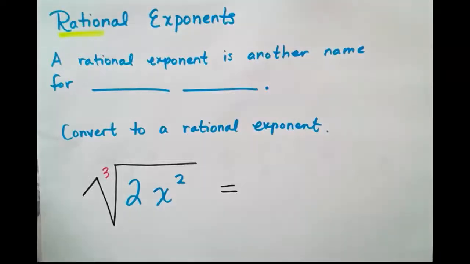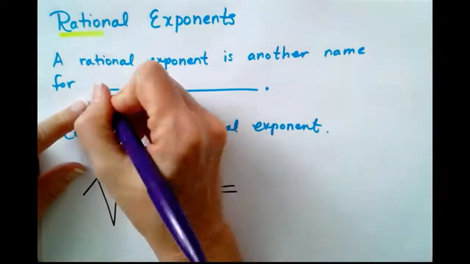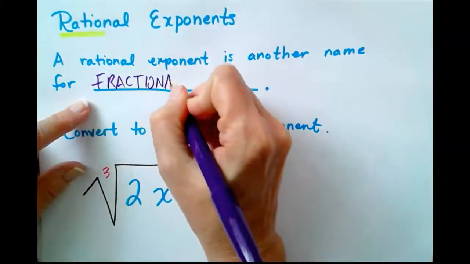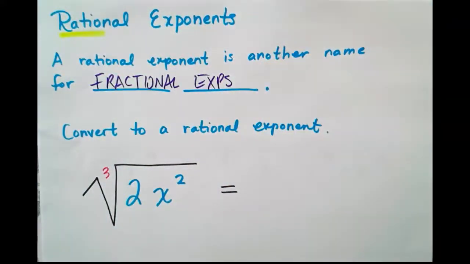Rational exponents. A rational exponent is another name for fractional exponents. And we'll use those a good bit this year because they're easier to work with than radicals, because the properties of exponents apply to fractional exponents. So the first thing, let's learn to convert to a rational exponent.